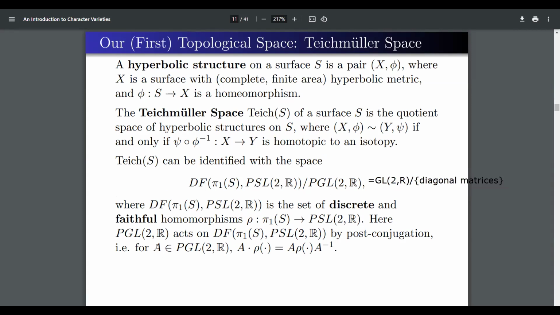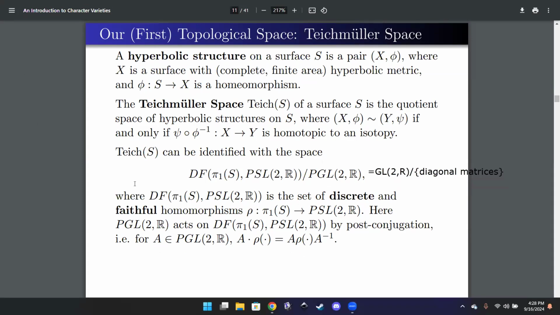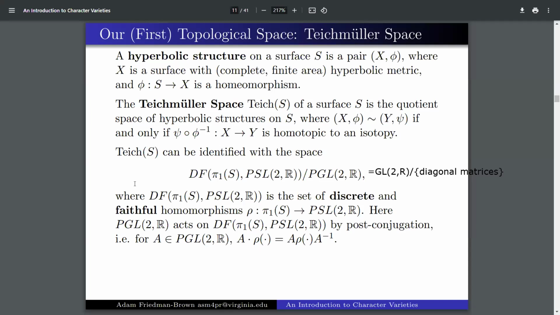And so let's take some matrix that represents a point in here. And then the action of A on some representation rho is you just conjugate the image of rho by A. The reason that this is identified with the Teichmuller space is a couple of steps, and the proof is a bit more complicated than I'm going to show here, because this is sort of our first example.